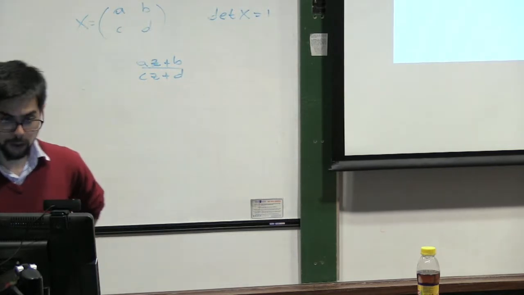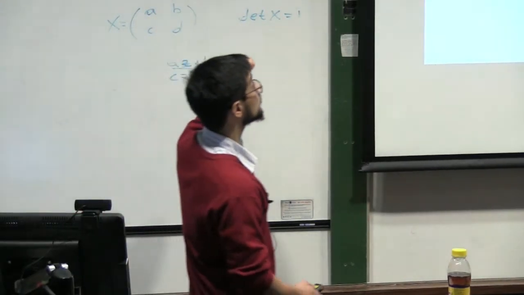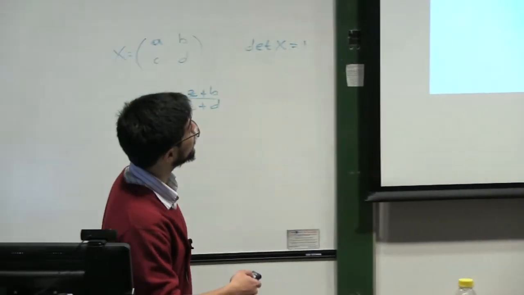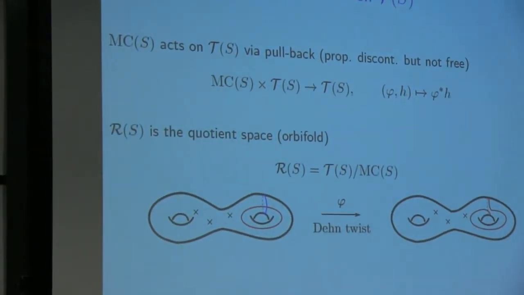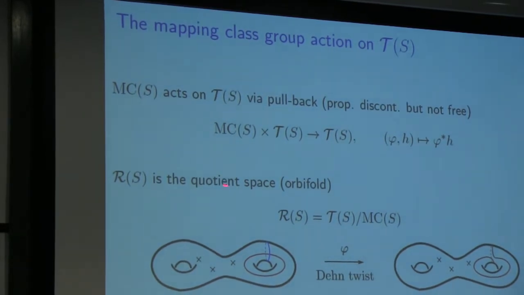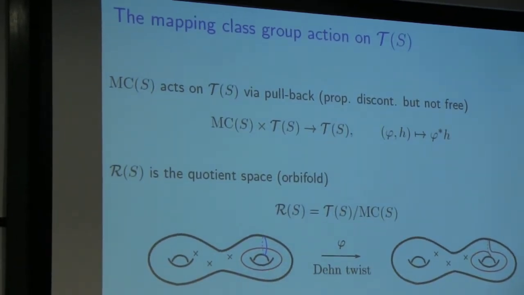Right, so we have to look at the mapping class group action. Remember that the mapping class group was the classes of diffeomorphisms up to small diffeomorphisms, and they act naturally on Teichmüller space by a pullback. So they just pull back the metric there. And this action is actually very nice to some extent. It's properly discontinuous, so the quotient space is Hausdorff. But it's not free, so this is where some singularities appear in the Riemann moduli space.